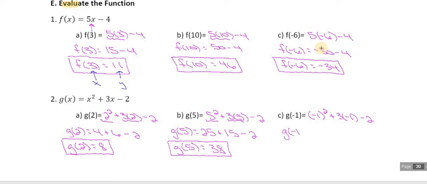PEMDASing, g of -1 equals (-1) squared is +1. Positive 3 times -1 gives us a -3. Drag down our -2. So g of -1 gives us 1 minus 3 is -2. -2 minus 2 is -4. Okay, and feel free to use your calculators. It is fair game. Okay, so evaluating functions, I call it plug and chug. Take the values for x, plug it in, and evaluate using PEMDAS.